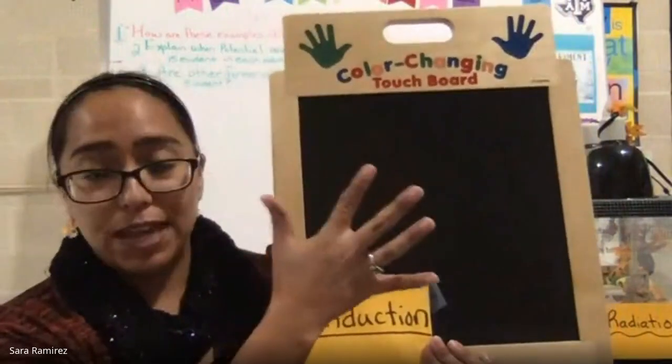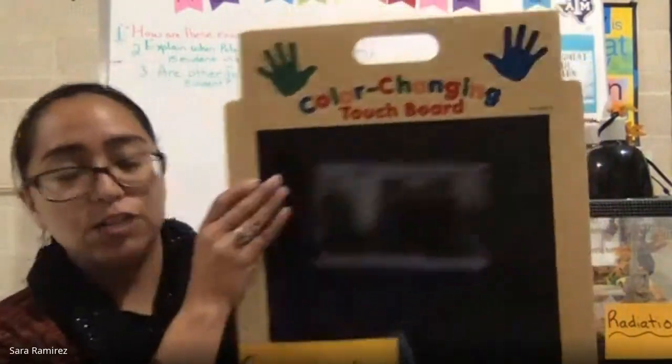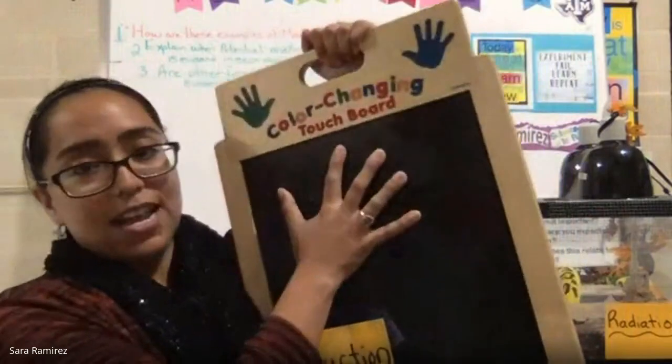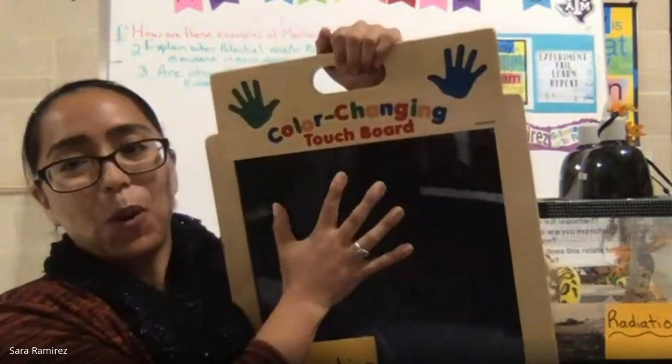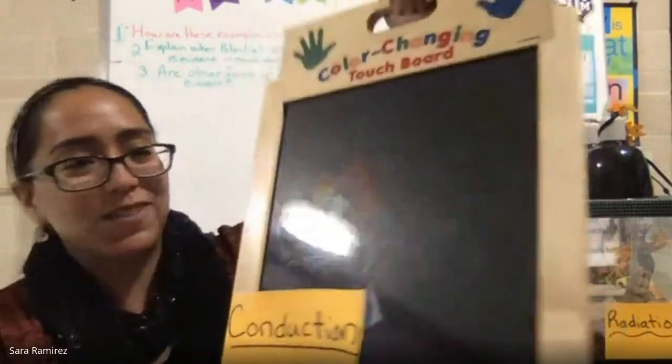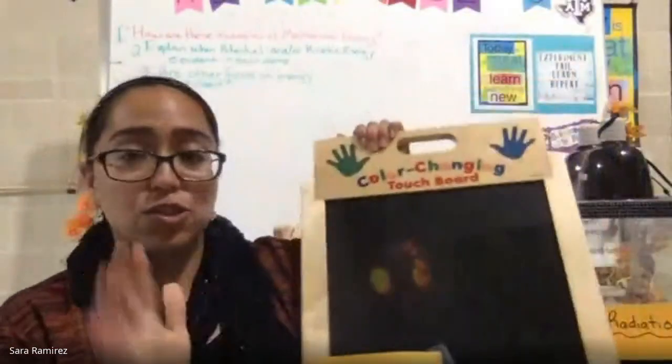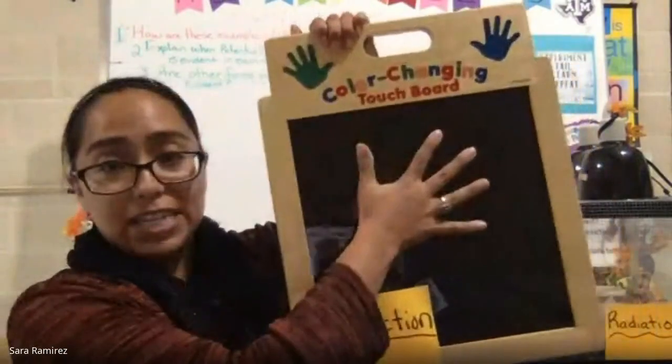I'm going to transfer that body heat to this color changing board, and you should be able to see my handprint. Now earlier my hand was rather cool, and it didn't leave much of an imprint, but you can kind of see my palm here. Let me try it again and see if we get a better result. So we can kind of see a little bit there. So conduction is just the transfer of heat by touching.